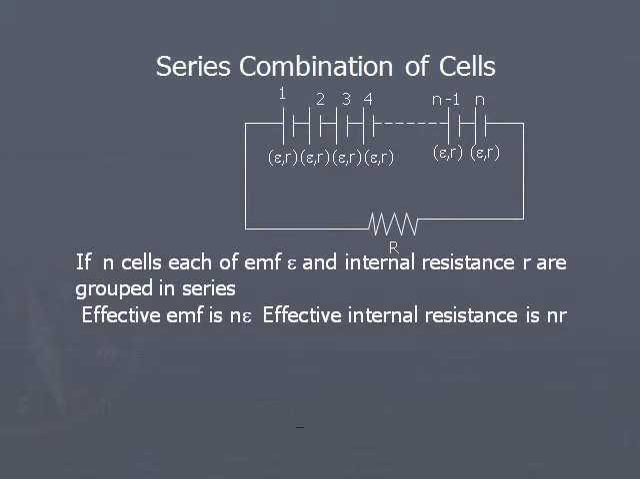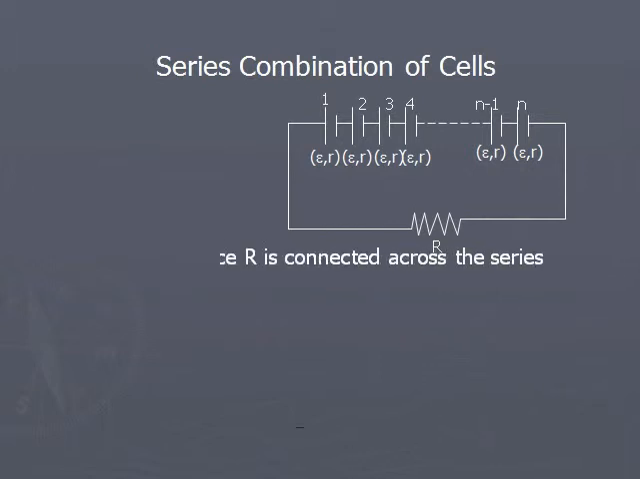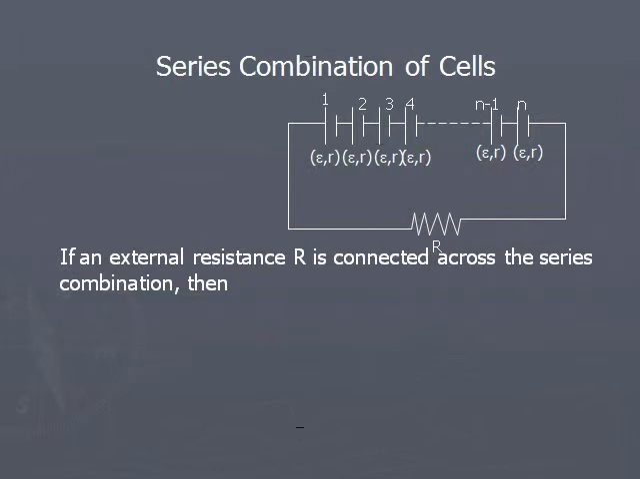The combination of n cells in series is known as a battery. So this can be considered as a battery of EMF nE and internal resistance nr. Let us suppose an external resistance capital R is connected at the free ends. Then it becomes a closed circuit with effective resistance R plus nr.